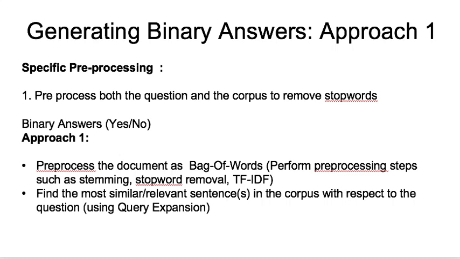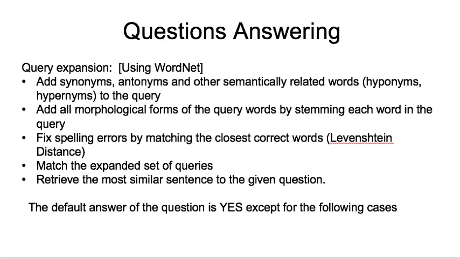Next we move on to our answering phase. The first approach is for generating binary answers in the form of yes or no. For this specific task, our first approach is to model the corpus as a bag of words model and perform common pre-processing tasks such as stop word removal, stemming, etc. And then we find the most similar or relevant sentence in the corpus with respect to the question. To do this, we will treat the question as a query and do query expansion to match additional sentences which may not have the same exact words.